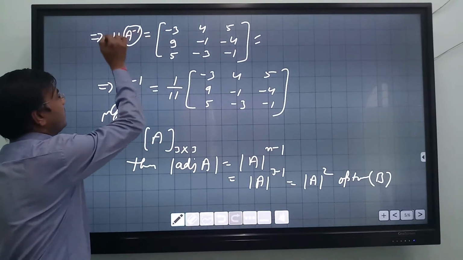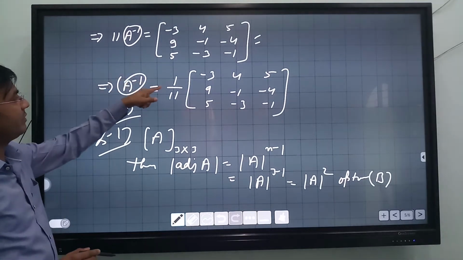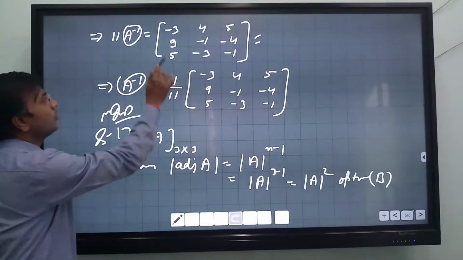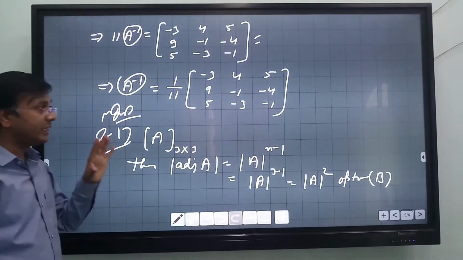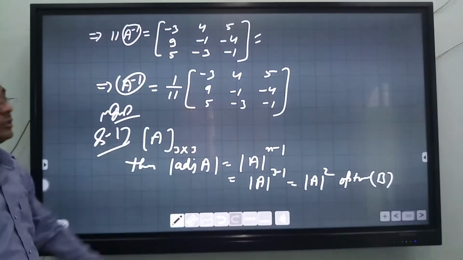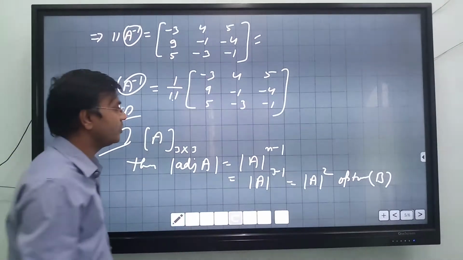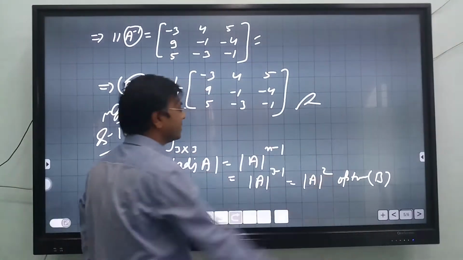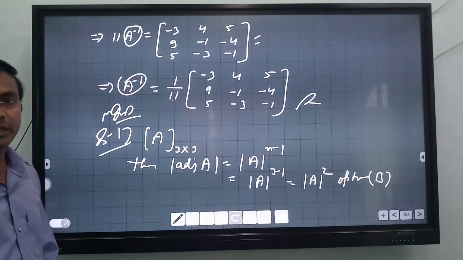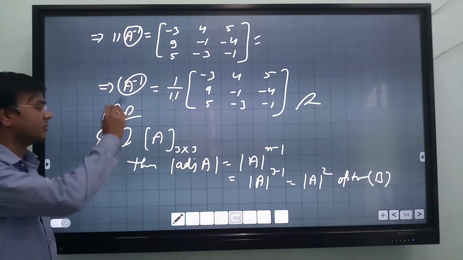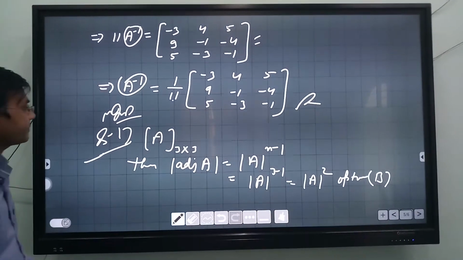Now A inverse we have to find. So this 11 will be 1 upon 11 into whole matrix. So you can leave your answer over here, or you can multiply 1 by 11 inside each and every element. This is your choice. In fact, this is the final answer. Okay. Now we are solving the two most important questions of 1 mark.